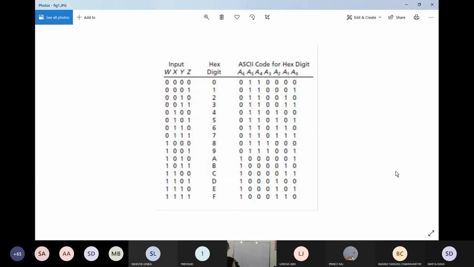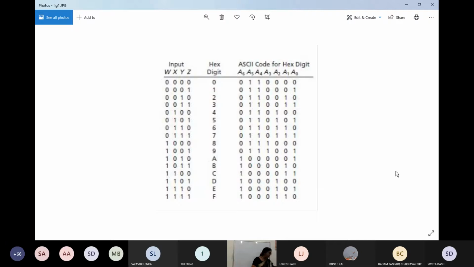Now let's have a discussion. What can be the design aspects in that? What are the inputs there? 4 inputs, W, X, Y, Z, I suppose. Yes? Yes or not? Yes, ma'am. Right? And then what are the output lines?